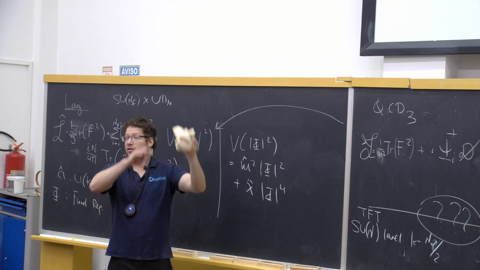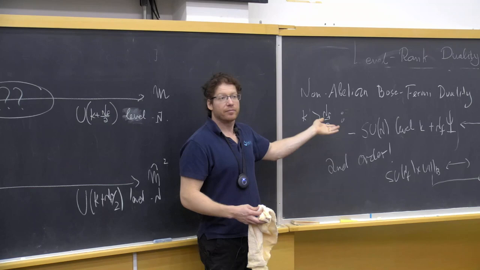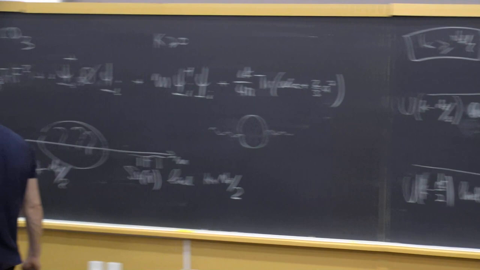And the interesting open problem is to go to small k. Intuitively, the smaller the k is, the more strongly coupled the theory is. And so small k is more challenging. But for k bigger than nf over 2, we have some consistency checks of this picture. So let me review those consistency checks.